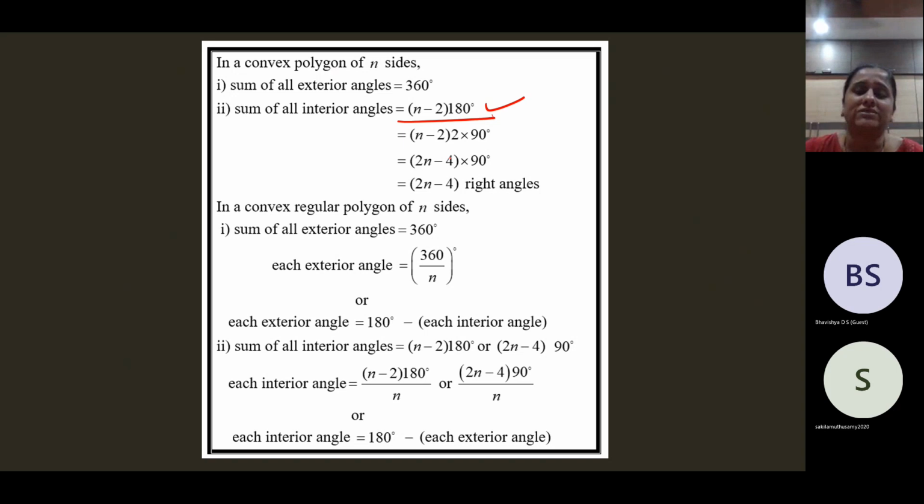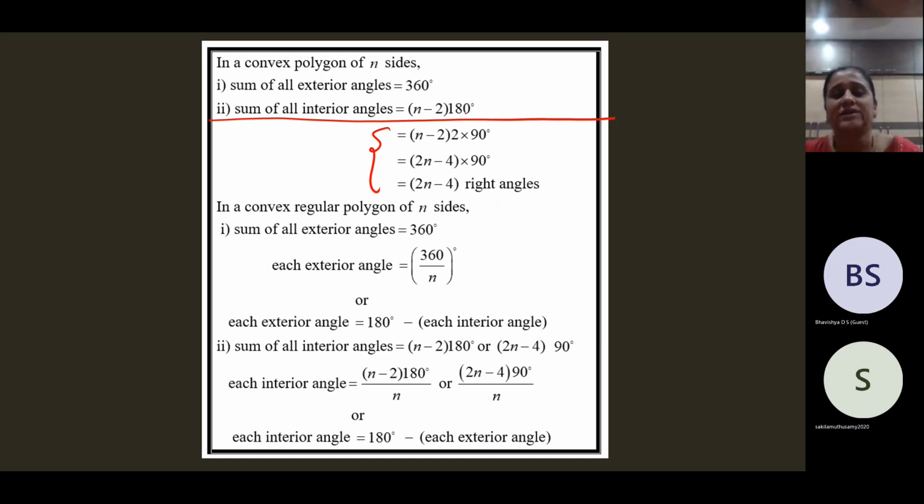But in some schools, we learn it like this: 2n minus 4 into 90, or 2n minus 4 right angles. So I'll just explain that also. See, this is the formula. If you want to remember this, that's all. It ends here. Okay, then how can it be 2n minus 4 into 90?